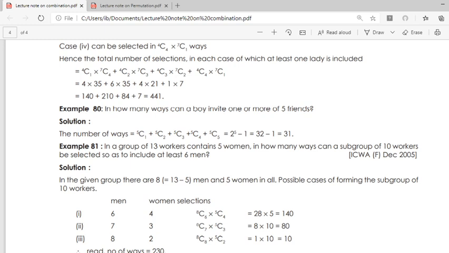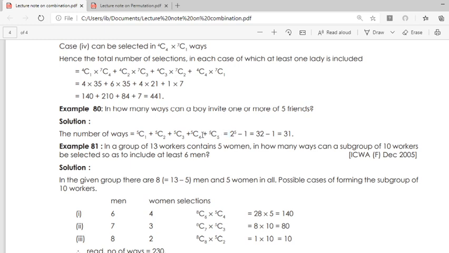Now, in example 80, in how many ways can a boy invite one or more of five friends? It's done in a similar way. You are looking at one or more of his five friends. If you invite one, you have 5 combination 1. If you invite two, because it's inviting one or more, you have 5 combination 2. If you invite three, it has 5 combination 3. If you invite four, you have 5 combination 4, and if you invite all five, 5 combination 5.